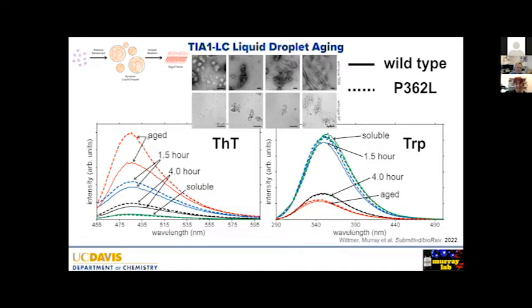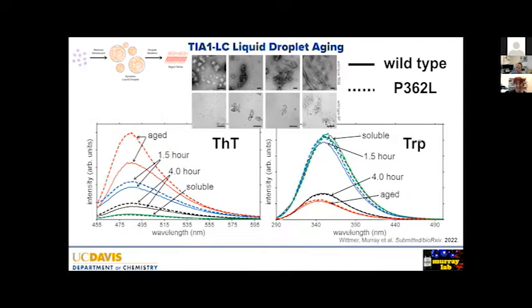Shown here on the left are the thioflavin T assay results. What we see after 1.5 hours are these blue curves here. The dashed line is the mutant, the solid line is the wild type. We see an increase in thioflavin T fluorescence. What was interesting is that at 4 hours, we lose thioflavin T signal before gaining it back again as the fibrils form over the span of about a week.